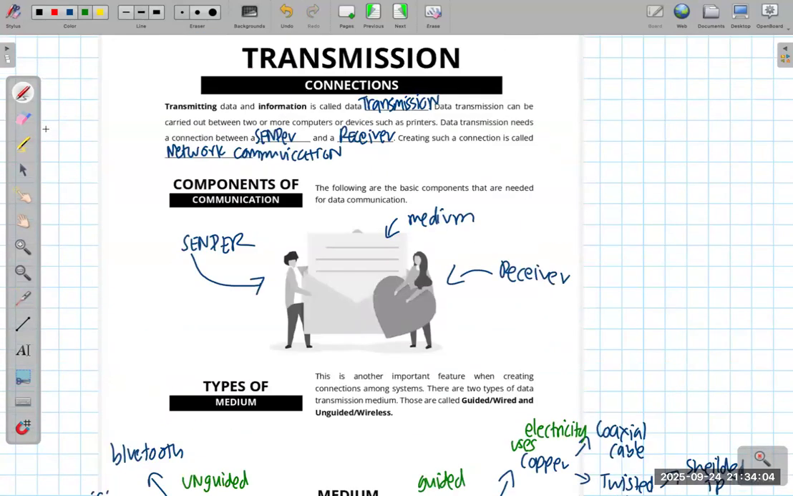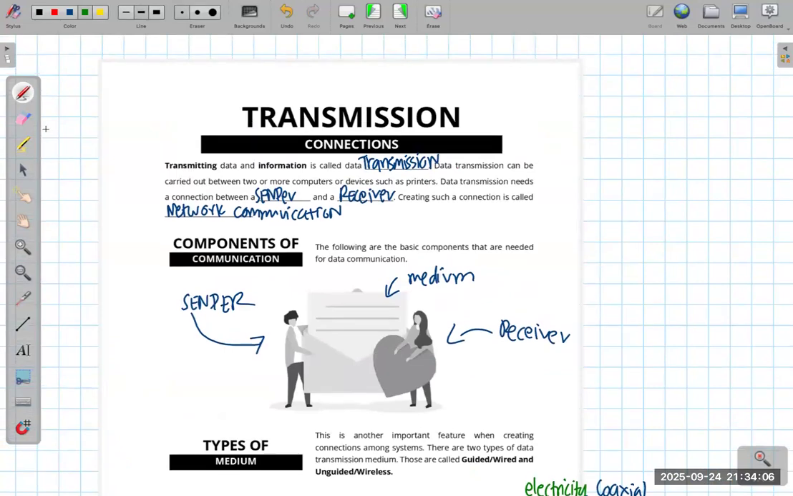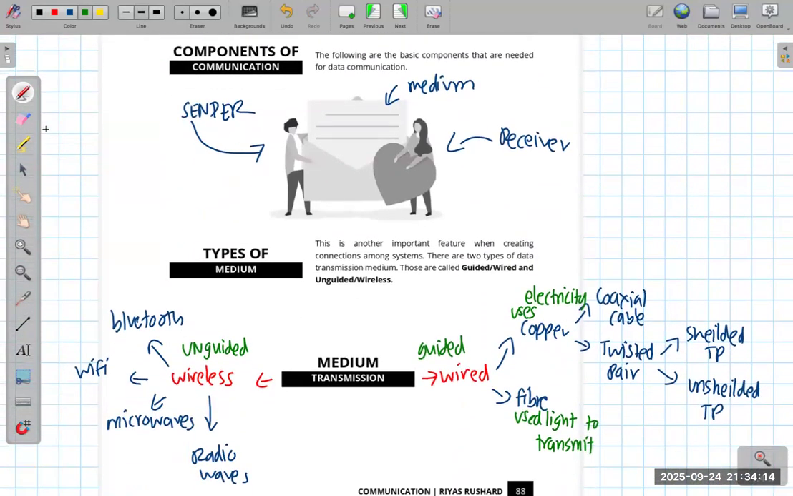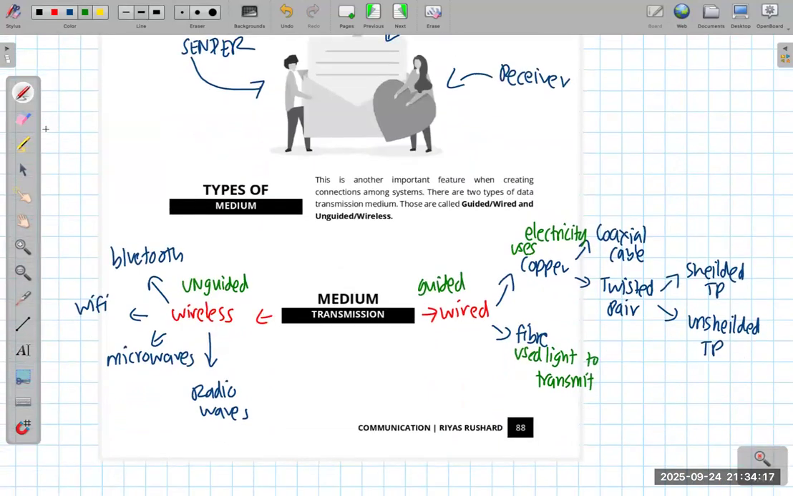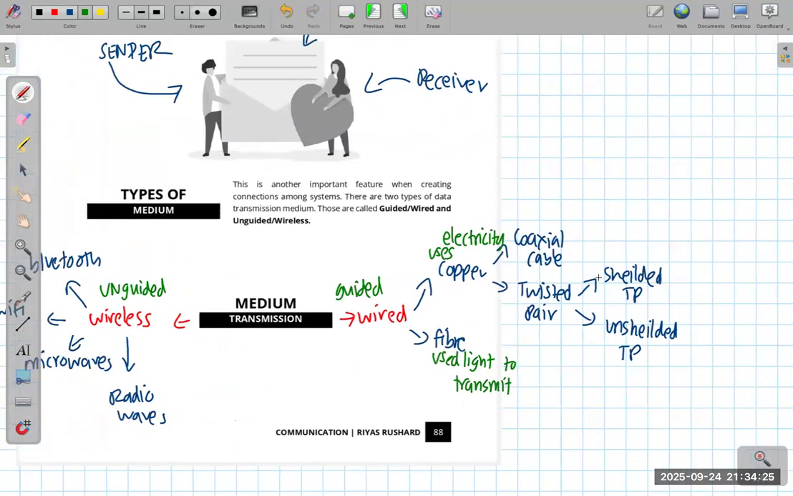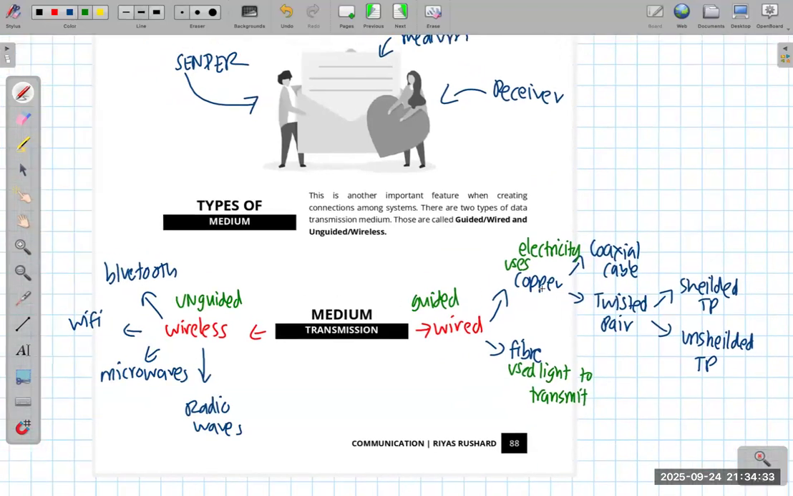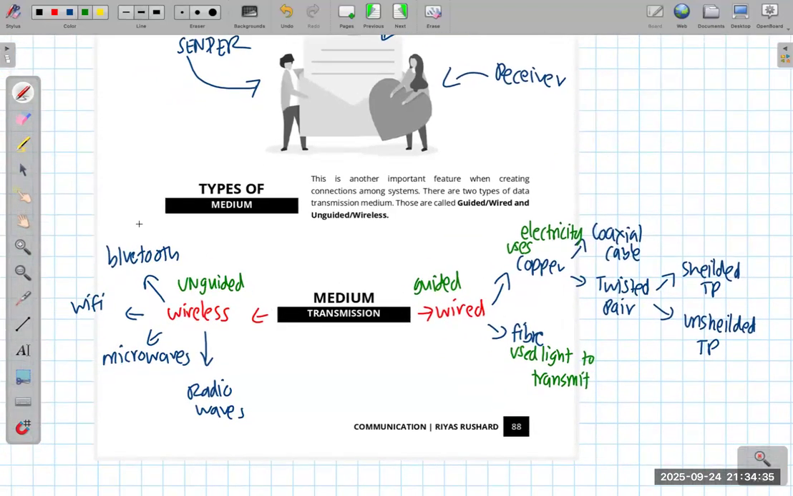So again, as a summary, a transmission is a communication between the sender and the receiver. A transmission has three components: sender, receiver, and the medium. The medium is the way the data will be transmitted. In telecommunication, we have wired medium, wireless medium, guided and unguided. Okay, in guided medium, we do have copper cable and fiber cable. Copper cable, there are two types: coaxial cable and twisted pair cable, shielded and unshielded twisted pair, a cable that is being twisted. In wireless medium, we have Bluetooth, Wi-Fi, microwave, and radio waves.